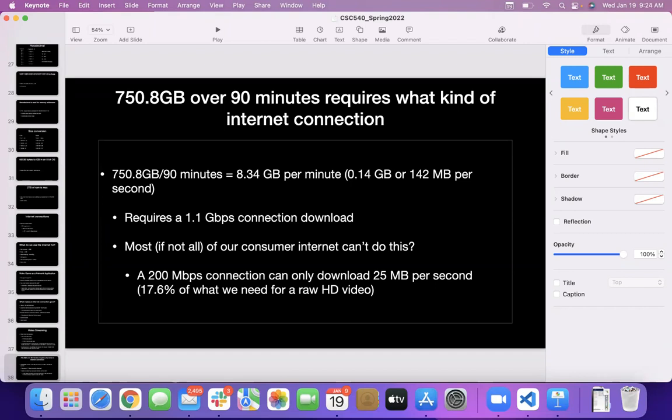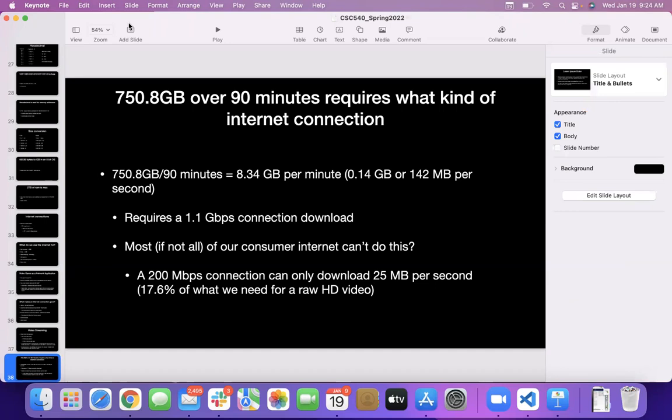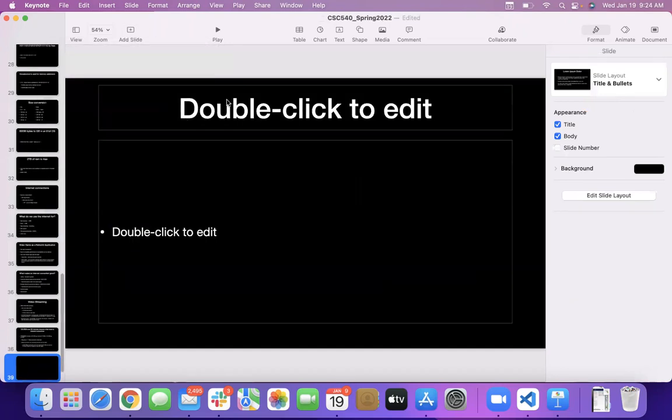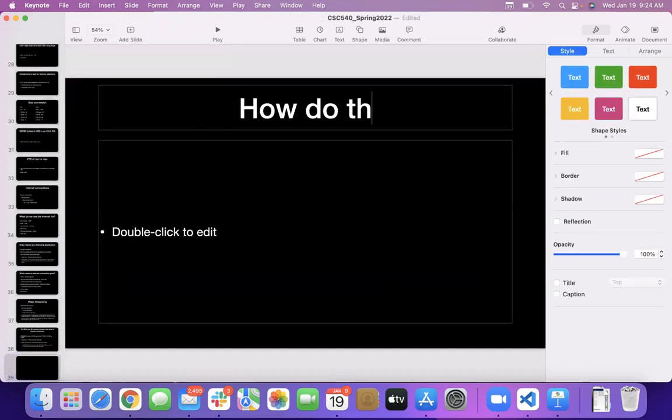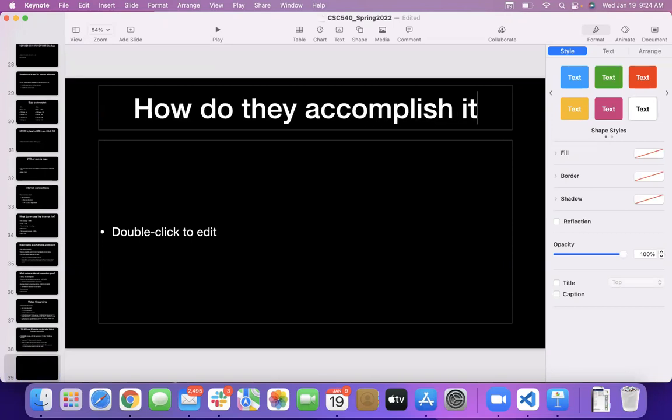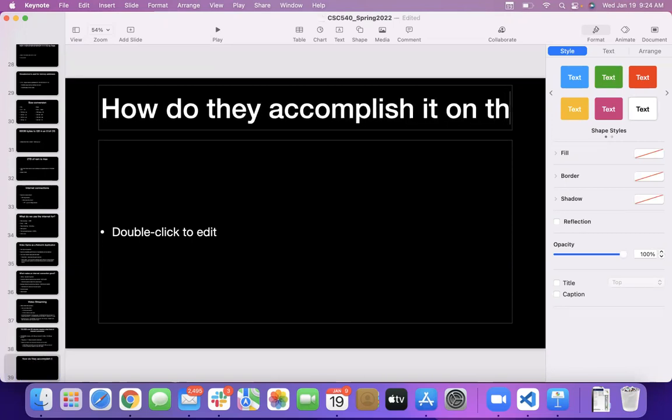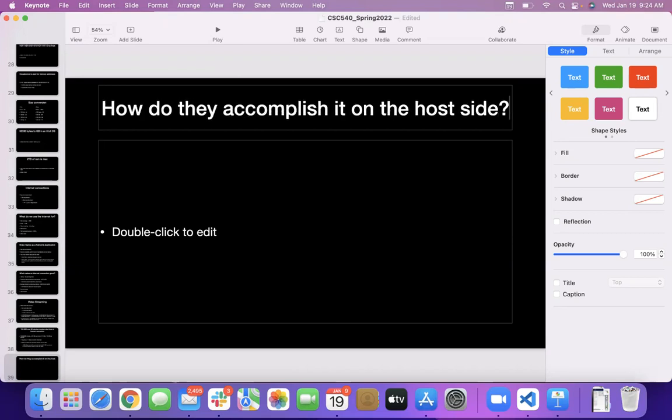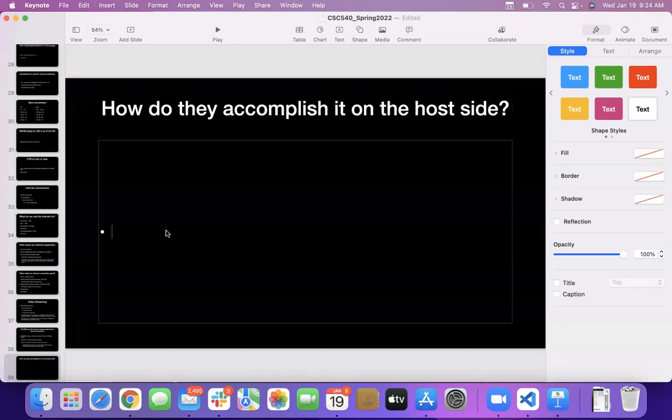So what else might they be doing? Maybe when they send the data, they store it and the message goes through, saving the data every time. Okay, so let's just create a slide here. How do they accomplish it on the host side?